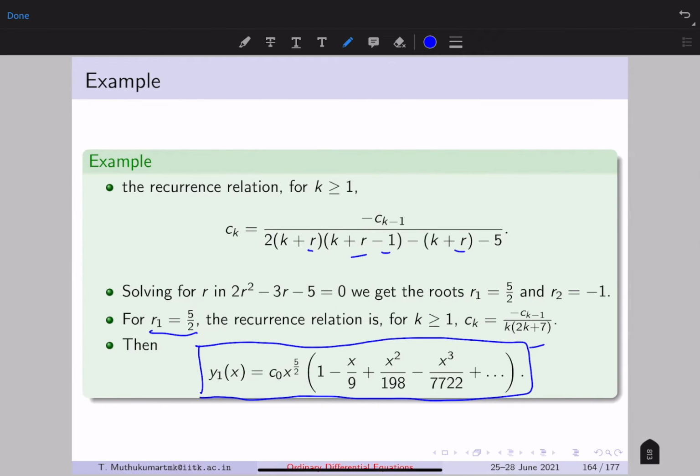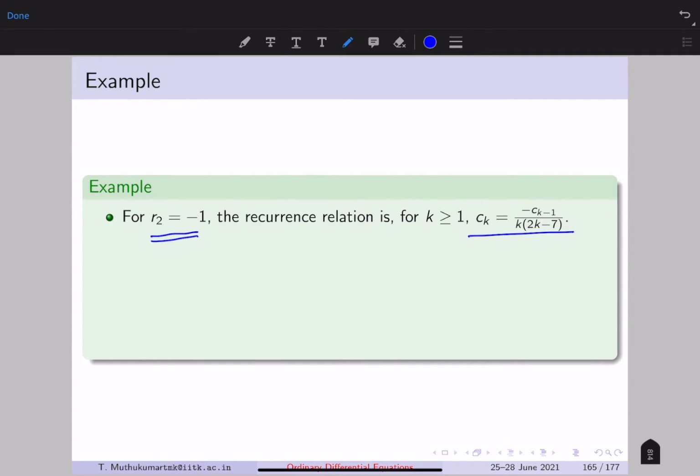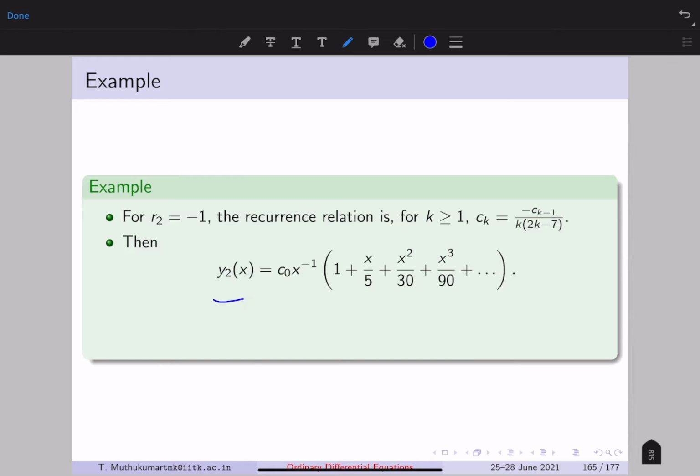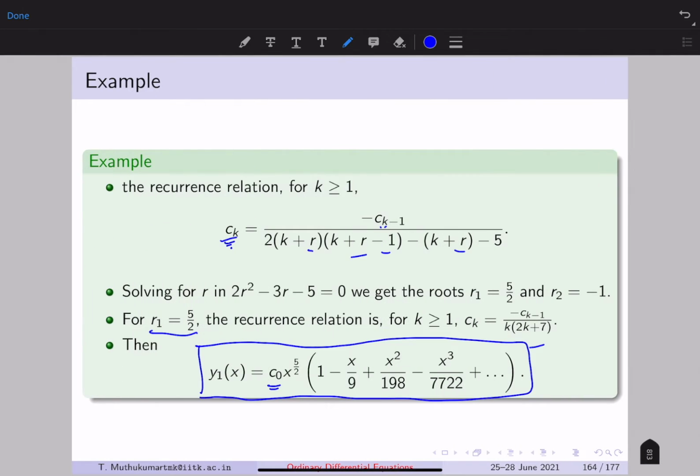Even in the earlier case, you already have a C0 which is non-zero, and you have C1 which is given in terms of C0. C2 is in terms of C1, which is in terms of C0. So every constant in the series can be written in terms of C0, which is why you have a C0 here. Similarly, here as well, you will see that all the constants can be written in terms of C0. So you will have a relation like this, C0. Now you already have one solution here, y1, corresponding to r1.